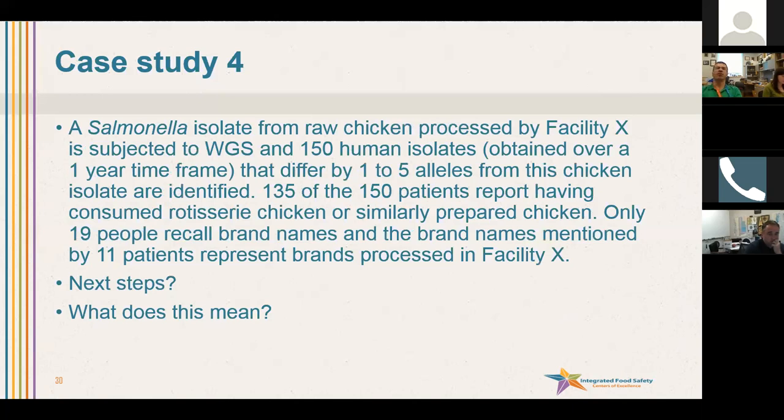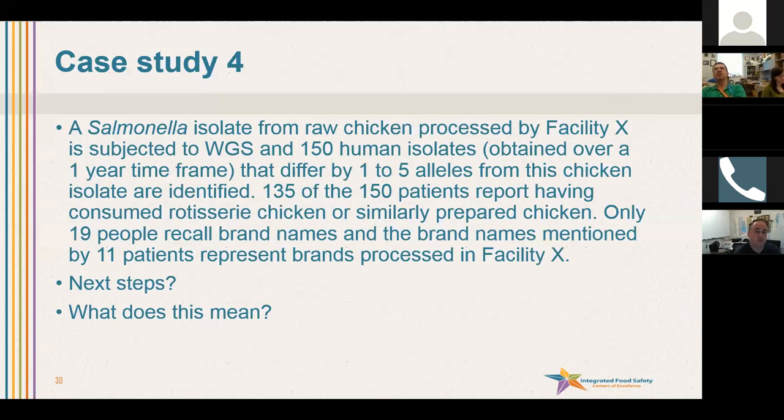There's only one remaining antimicrobial that really works on this Salmonella, so a bigger public health hazard than even your average middle-of-the-road Salmonella. What are you going to do? What does this mean? Are there alternative explanations for a finding like that? Are there explanations where shutting down that facility might not necessarily be in the best interest of even public health?